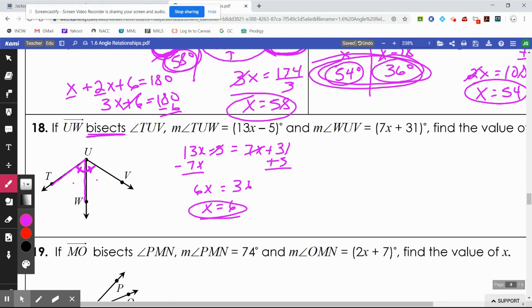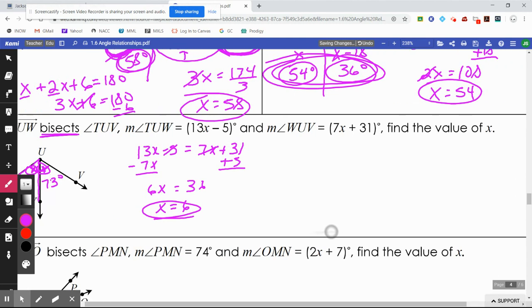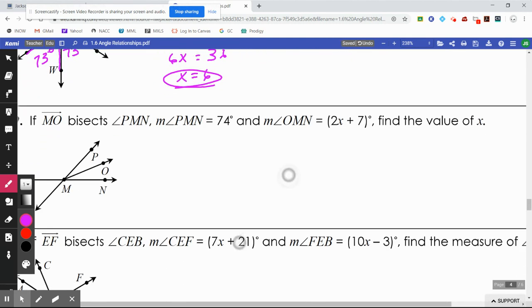And since x is 6, we plug it back in. 13 times 6 is 78 minus 5, which would be a 73-degree angle. And 7 times 6 is 42. 42 and 31 gives you another 73-degree angle. Since those two values are equal, we must be correct. So find the value of x, and x would be 6.